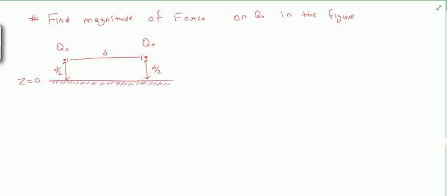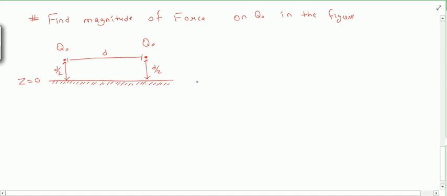Now let us see one question regarding this. Find the magnitude of force on charge Q naught in the figure. So here there are two identical charges Q naught. I have to find the force on the first charge; we can find it on any one. Here the surface z equals 0 is a perfect conducting plane and the charges are placed on it like this. So we can apply image theory here.